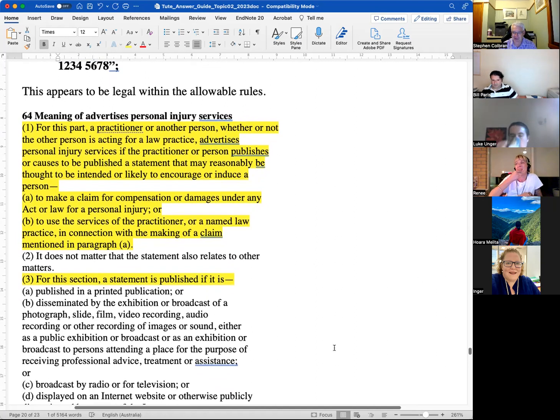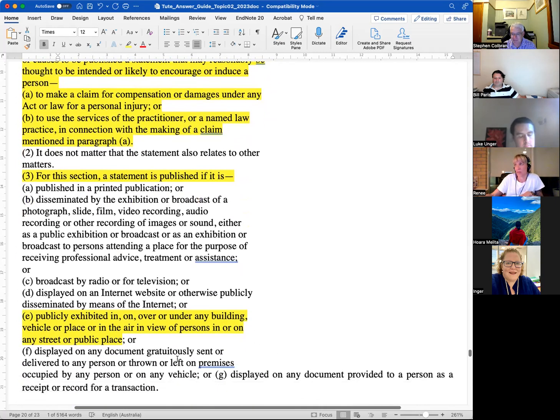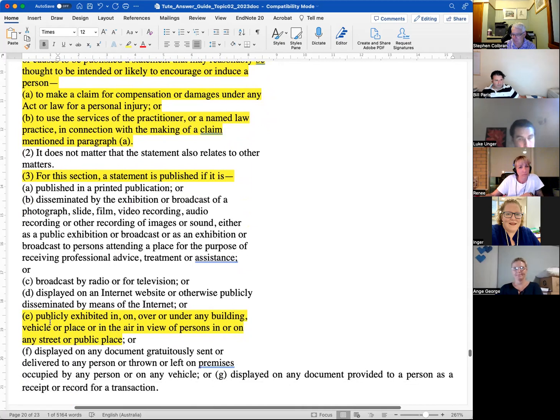Is it published? Is it a printed publication? Not really. Disseminated by exhibition, that's probably more like it, isn't it? Because it's actually on a billboard. It's also outside the hospital. What's the restriction on? Well, we'll get to that. But it certainly will be this: publicly exhibited in, on, over, or under any building, vehicle, or place, or in the air, in view of persons in or on any street or public place. It's on a main road, so it would definitely fall within that. Okay.